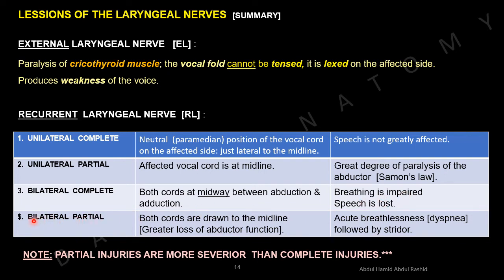Next is bilateral, both sides, partial injury. Both cords are drawn to the midline because of greater loss of abductor muscle. Acute breathlessness, dyspnea, followed by stridor. Note, partial injuries are more severe than complete injuries.